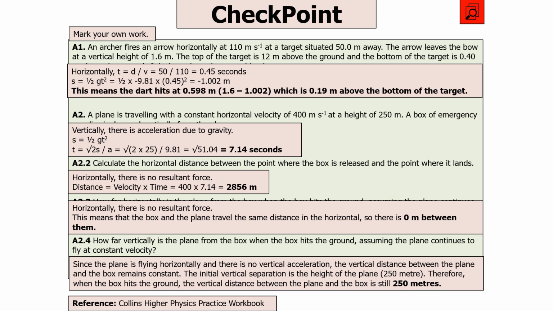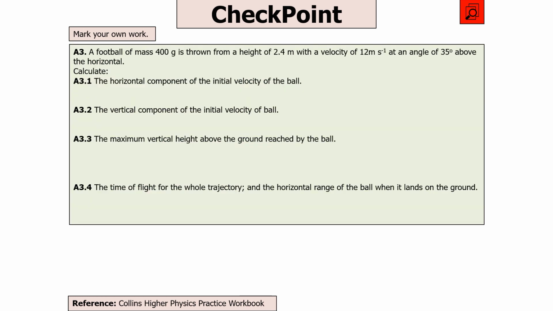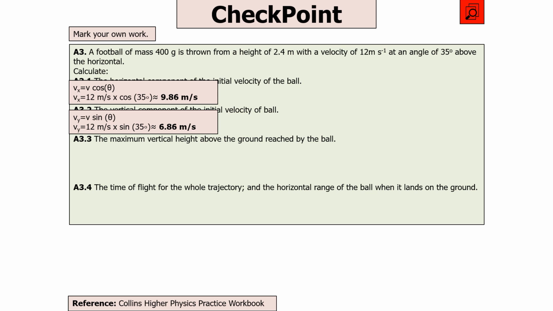The initial vertical separation is the height of the plane, so when the box hits the ground, the vertical distance between the plane and the box is still going to be 250 meters. In question 3, the horizontal component is going to be v cos theta because it's the angle to the horizontal, so we work it through to be 9.86 meters per second. Vertically, it's v sin theta, so 6.86 meters per second.